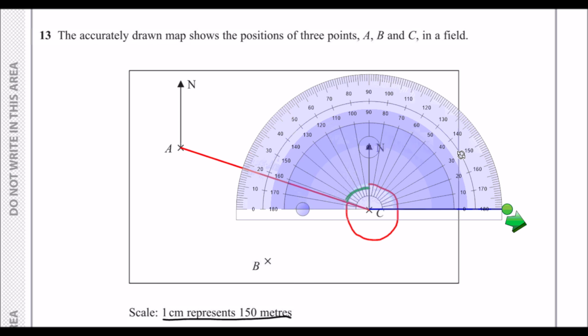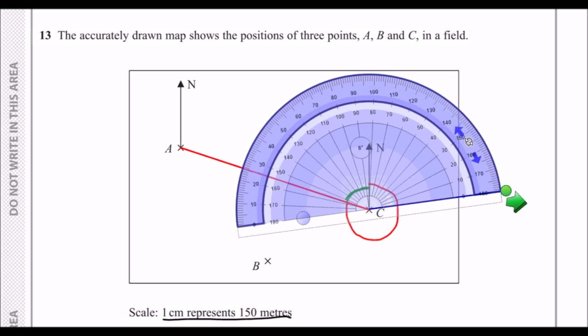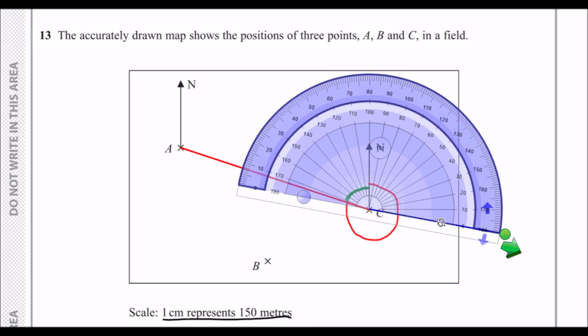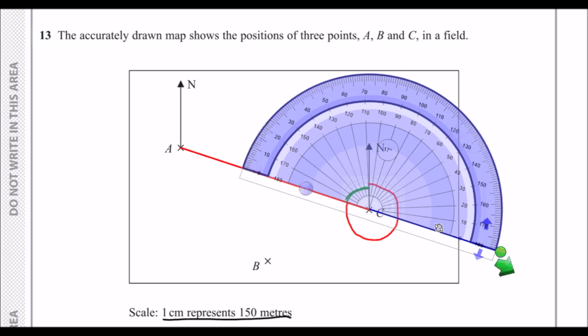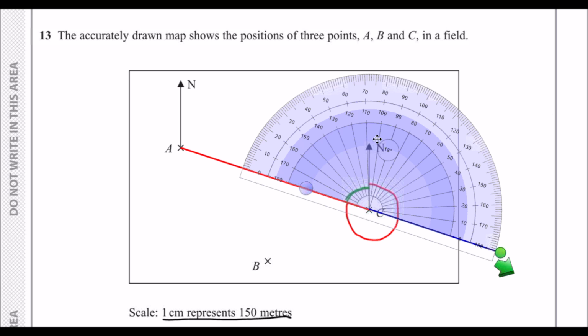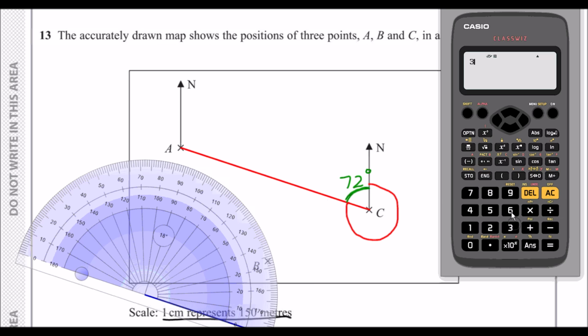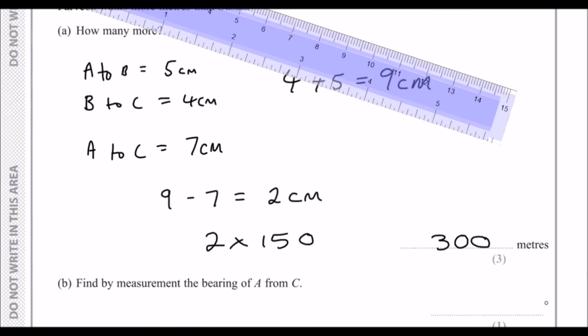So I'm going to line up the center with the cross, and I'm going to line up 0 with my line, and it looks like I have just over 70, 71 or 72 degrees. So I've got 72 degrees. So my bearing is going to be 360, take away 72, which is 288 degrees.